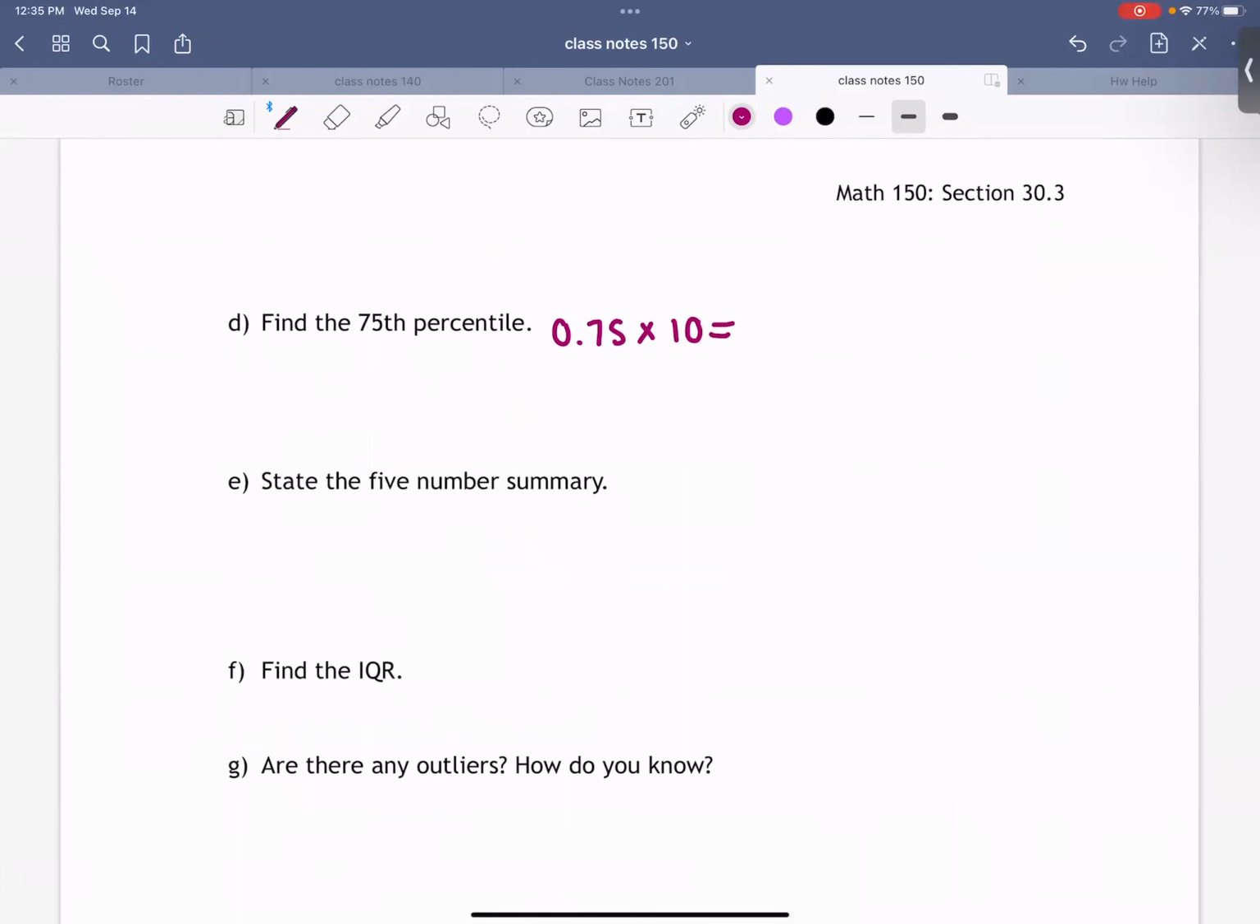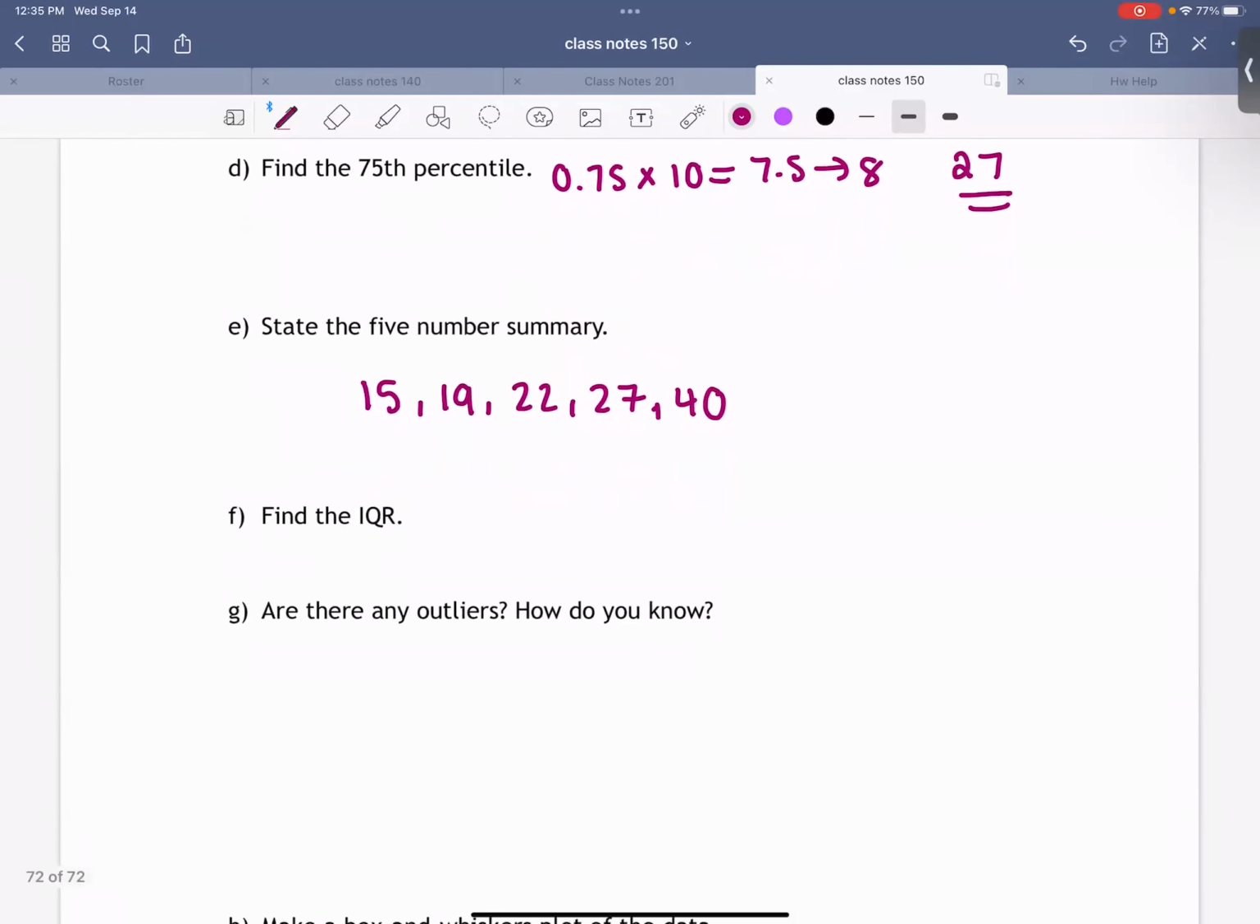All right. 75th percentile, same story, 0.75 times 10. And I think that gave us 7.5, right? Which rounded up to 8. What was the 75th percentile? 27, perfect. Okay, can someone tell me their 5-number summary? Claire? Perfect. So remember the lowest number, the highest number, and then the numbers that go in between are our quartiles.